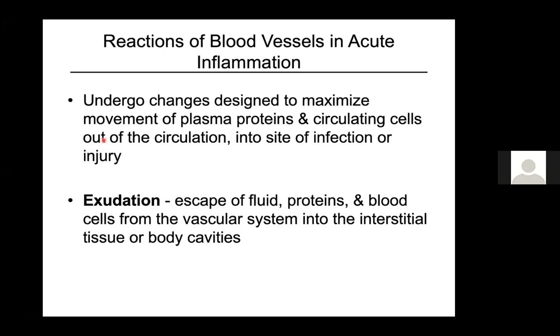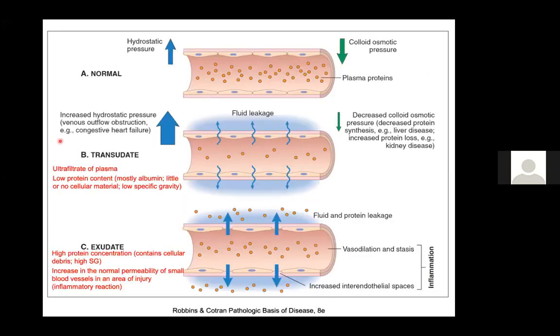So I've already alluded to the vascular changes, which happen so that you can get transmigration of your white blood cells and accumulation of plasma proteins to the site of injury or the site of infection. And we call that exudation, okay? When you get fluid, plasma proteins, and cells coming from the vascular system into the interstitial tissue or body cavities, if there's an inflammatory process going on there, we call that exudation.